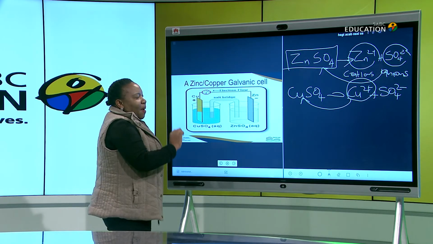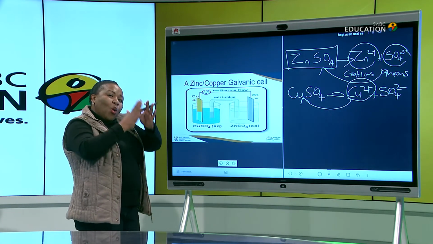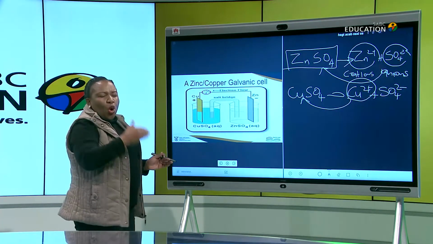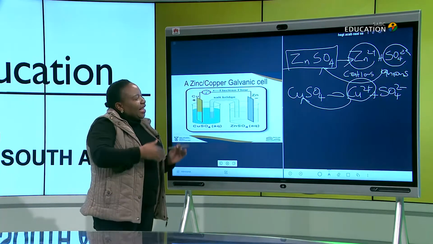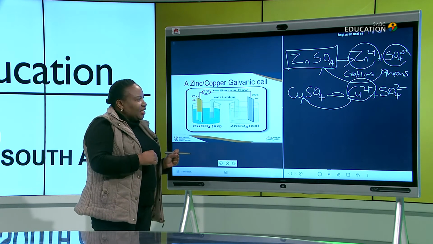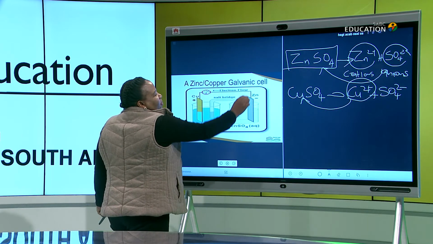A salt bridge, remember, is the one that we said also symbolizes that our cell is a galvanic cell. And it is also going to have its own function in this specific cell, because it is here for a purpose. We must know why a salt bridge is important for a galvanic cell. And we must also have a wire. A wire, this can be a copper wire.